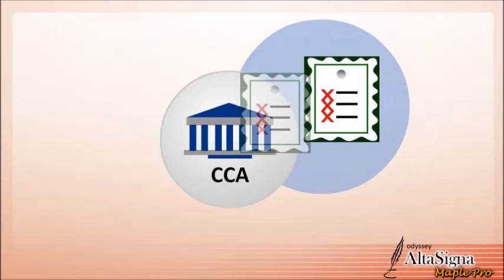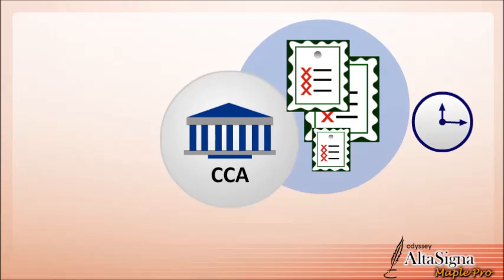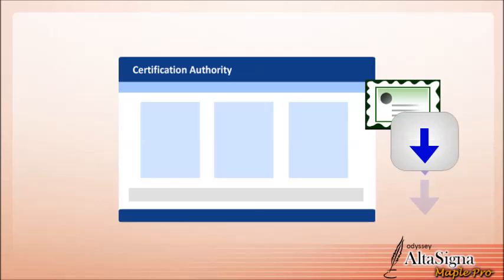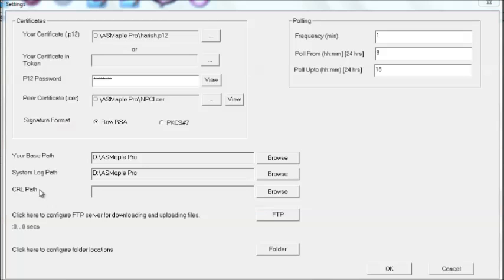Certification revocation lists are published by certification authorities at periodic intervals, listing the serial numbers of the certificates that have been revoked. They can be downloaded from the certification authority's website. You can configure the location of the folder where you download and store the CRLs from the certification authorities here. This field is however optional. If you do not want to use CRLs for signature verification, then you do not have to configure this setting.